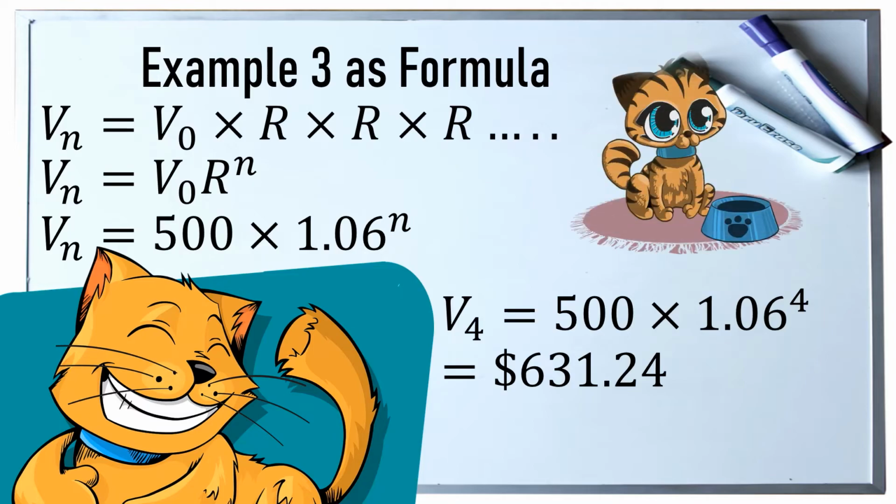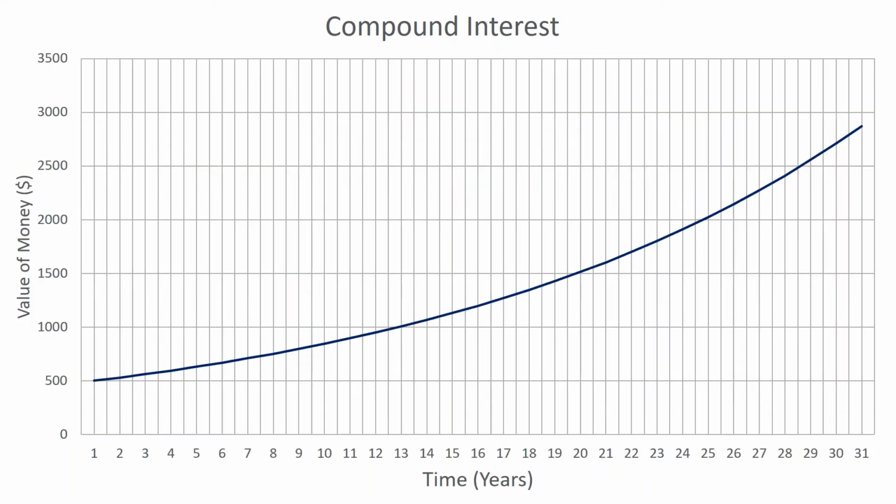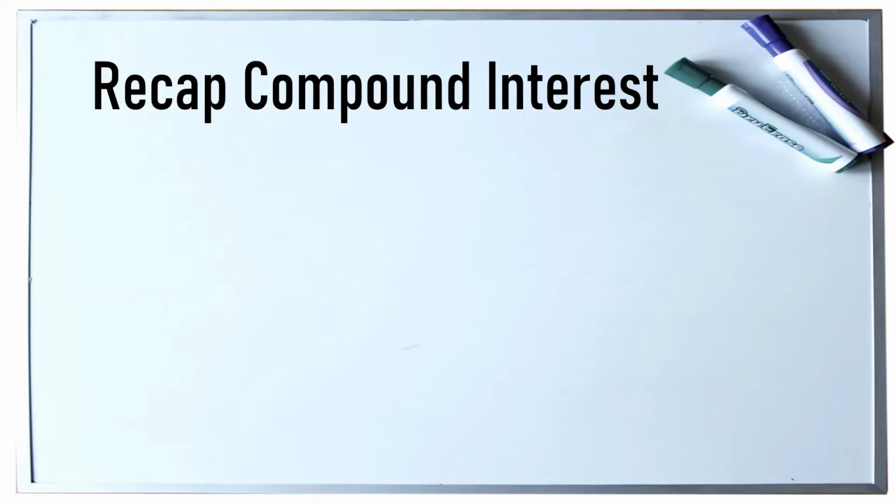$631.24. This graph for compound interest looks like a straight line, but it's actually curving up. If we extend the graph over a longer time period, we can see the more classic upward curve. So we just got to be careful when we are doing a compound interest graph over a short period of time. So let's recap compound interest.